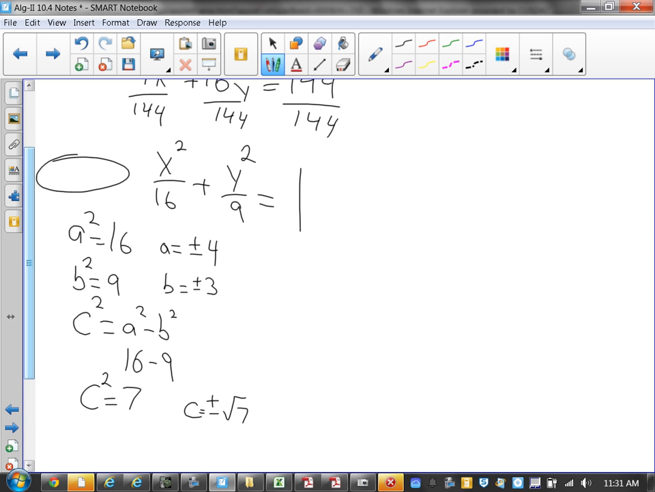Now I have everything that I need to plot that. I know where my origin is. Today it's always at 0, 0. I know it's stretched left and right. So I start with a little grid. My center is at 0, 0. So from that point, I go left 4 and right 4 for my vertex. Or vertices, I should say, because there's 2 of them.